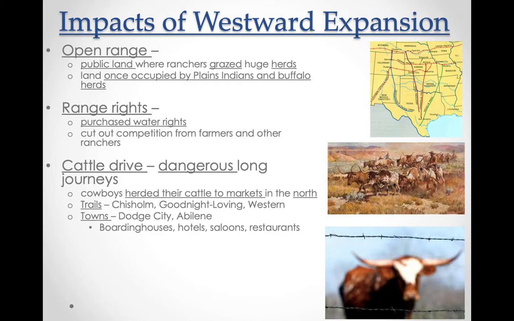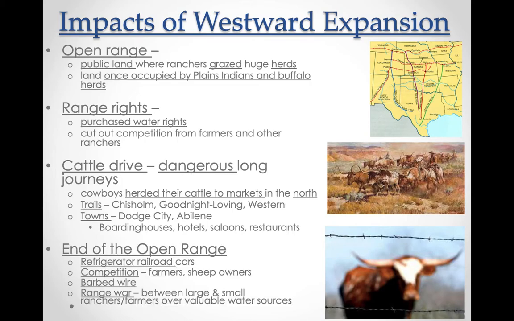Cattle drives led to the creation of significant cattle trails, such as the Chisholm Trail, which is the most widely known and widely used trail, as well as the Goodnight-Loving Trail and the Western Trail that are depicted in the picture in the upper right-hand corner. At the end of these cattle trails, towns such as Dodge City and Abilene developed, where there were boarding houses, hotels, saloons, restaurants, and cattle depots for getting cattle onto trains.